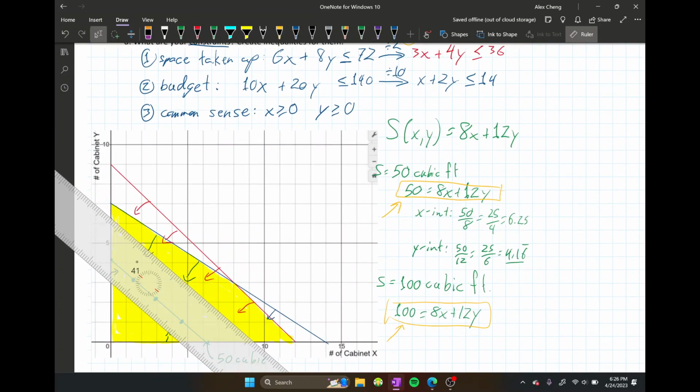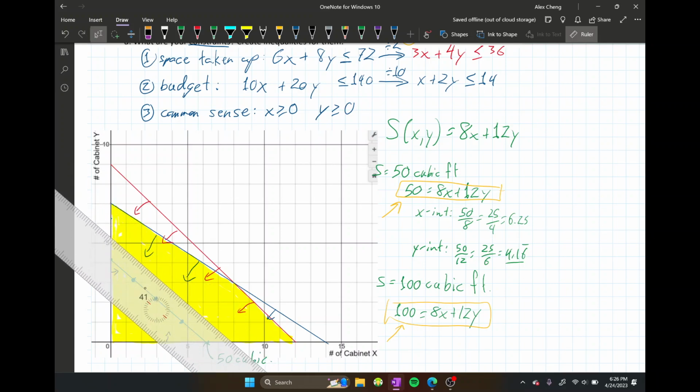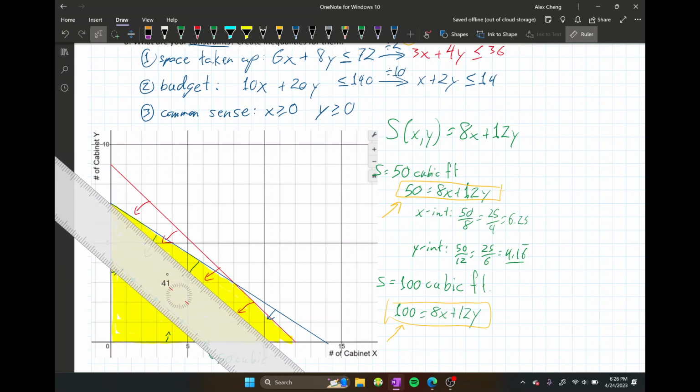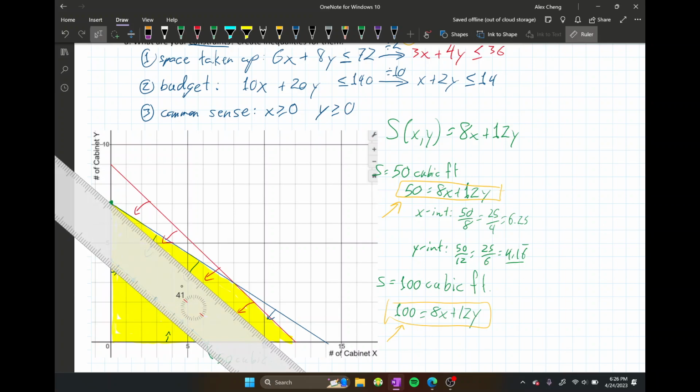So again, as S increases, we're going to go up this way, right? Which again should make sense because more cabinets means you can store more stuff. So I want to basically push this as far as possible while staying within the feasible region. Okay, so I'm going to go here. I hit this vertex up here on the top right at 0, 7. Can I go more? And yes, it looks like I have more space to go. So I'm going to keep going.